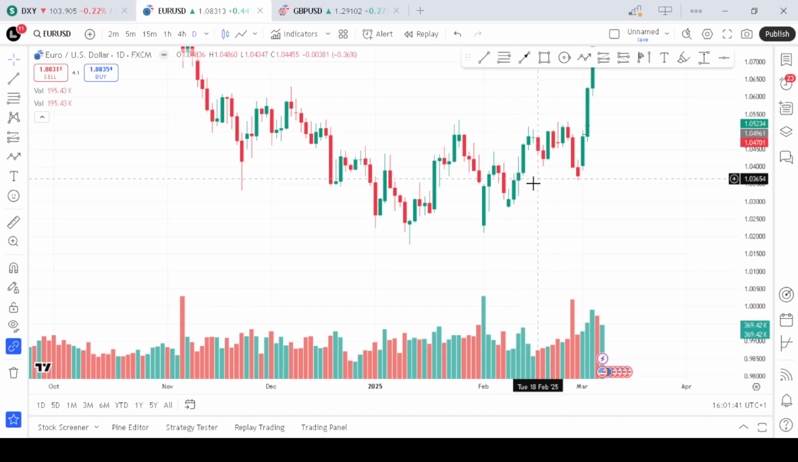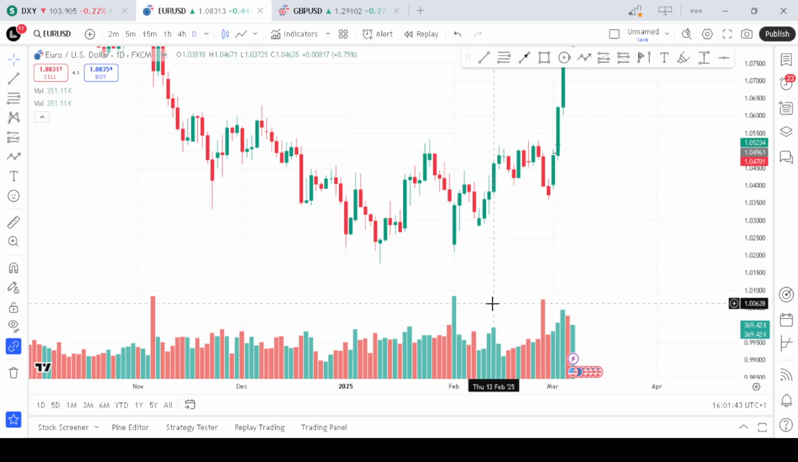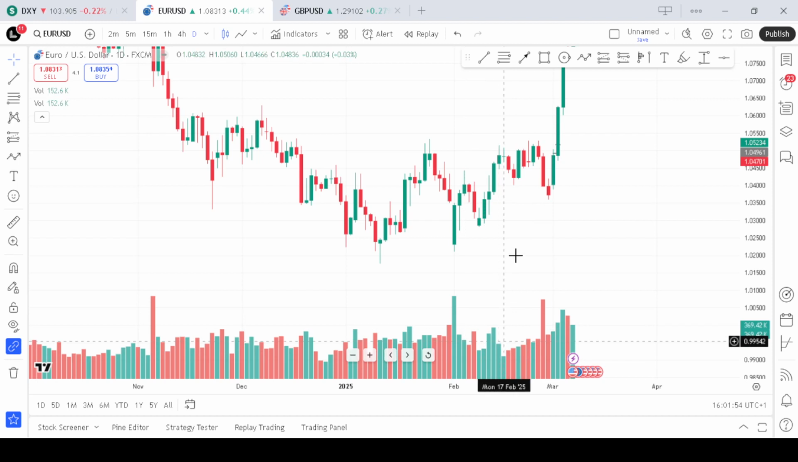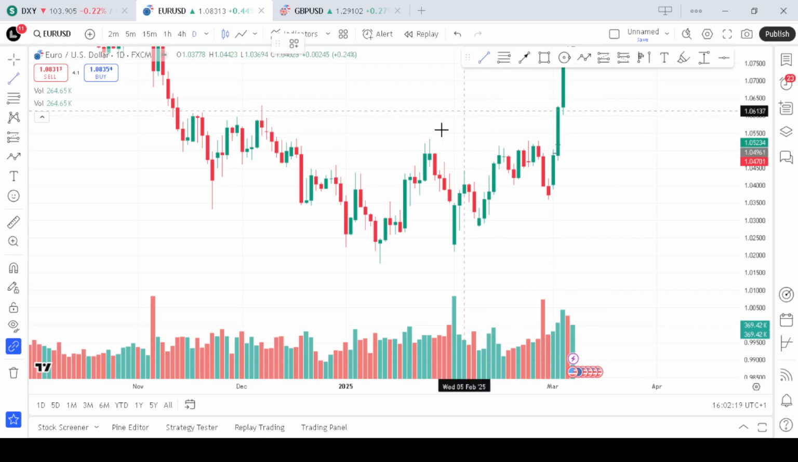Another important aspect to consider is the volume. Throughout the formation of the diamond pattern, you can typically observe decreasing volume. We can see during the formation there was a decrease in the volume chart. This decline indicates market indecision as traders weigh their options. However, once price breaks above the upper trend line of the diamond shape, you should expect to see a significant spike in the volume.